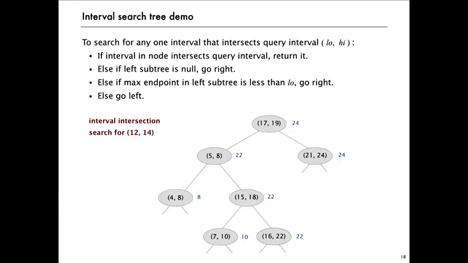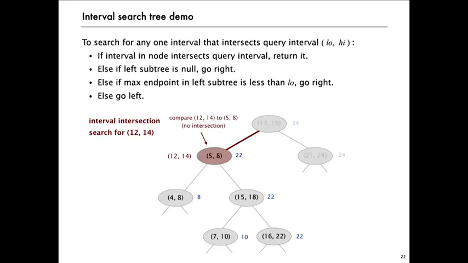Now, on the other hand, let's say that we're looking for 12, 14. No intersection. All the algorithm says is that if you didn't go right, go left. So we weren't able to show that there was no intersection on the left, so we're going to go left. In this case, we compared 12, 14 to 5, 8. Now we apply the same rules. Does it intersect? No, it doesn't intersect.